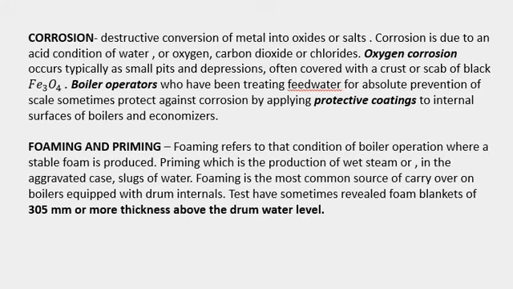Corrosion. What is corrosion? It is the destructive conversion of metal into oxides or salts. Corrosion, in our dialect, is attack. Corrosion is due to an acid condition of water, or to oxygen, carbon dioxide, or chlorides. Oxygen corrosion occurs typically as small pits and depressions, often covered with a crust or scab of black Fe3O4.